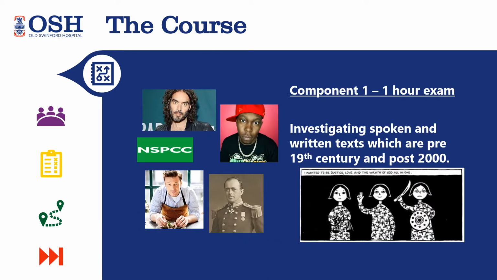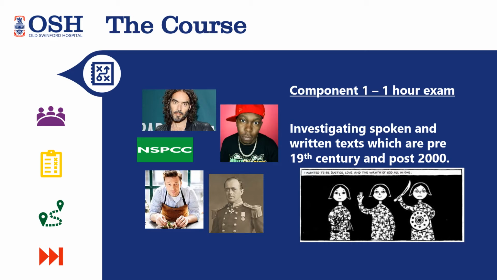So that first module is the shortest of all the modules. It's a 1-hour exam, and it's about you investigating spoken and written texts which are pre-19th century and post-2000. So you'll have a look at a variety of different examples. You'll look at different kinds of rhetoric skills.